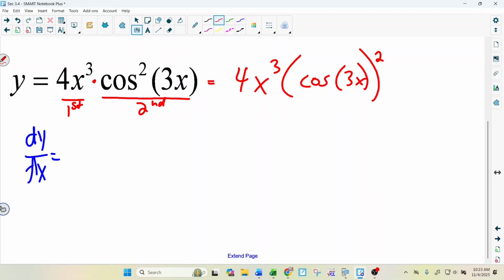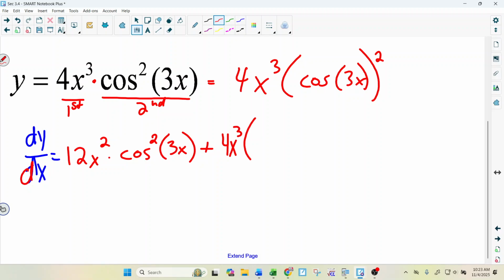So if we're going to use product rule, it is derivative of the first times what? The second. The second doesn't change. Plus the first times derivative of the second. I'm going to pause there. I want you to take the derivative of the second. You try to do the derivative of the second.